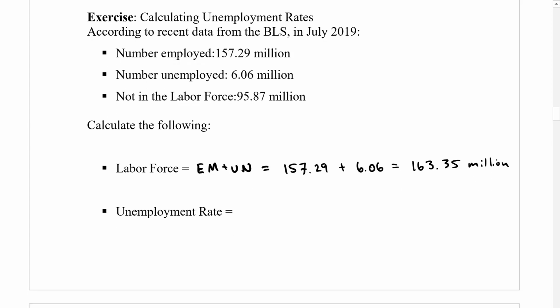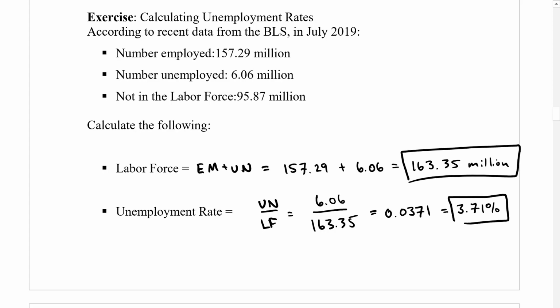Now that we have the labor force, we can actually calculate the unemployment rate. Again, that's the unemployed divided by the labor force. So that's our 6.06 divided by 163.35, our new calculation of the labor force. And that's going to come out to 0.0371 or 3.71%.